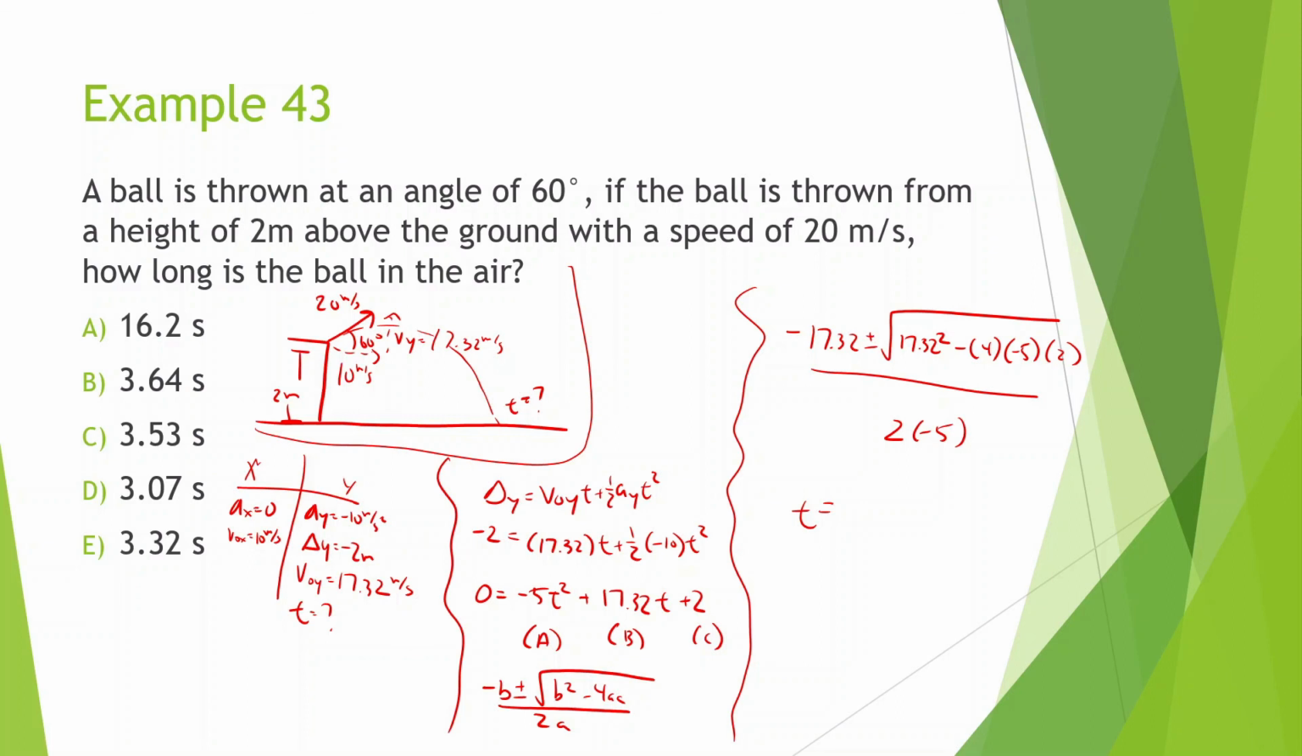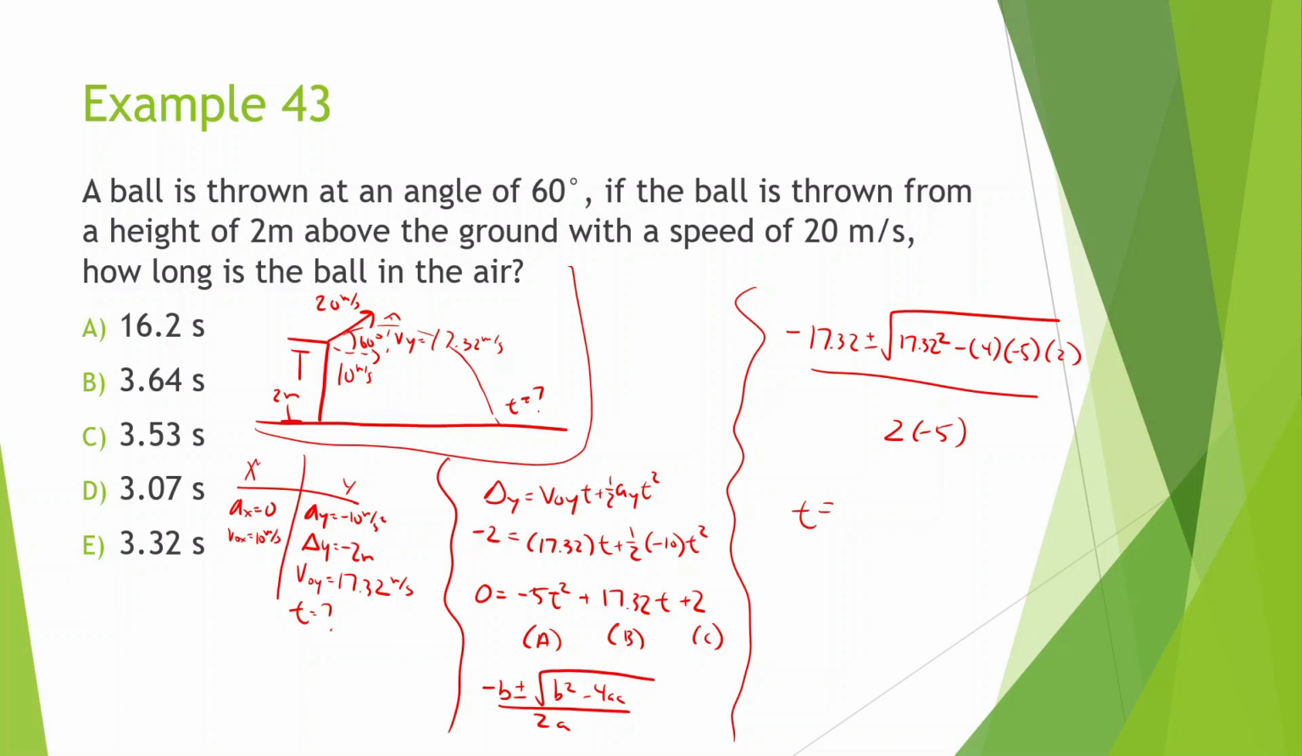32 squared plus, what is this, 20 times 2, so that's plus 40. Square root of that, 18.43. And let's see, we're going to want this to be negative because we want a positive time. So we're going to get a positive time and a negative time.